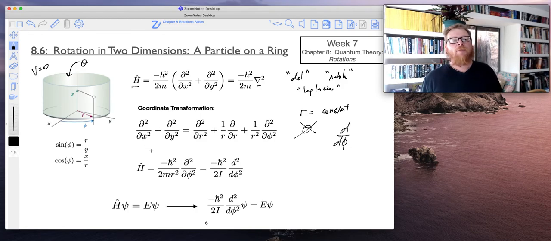And here's why. Through standard manipulation using these relationships, the sine of phi is y divided by r, and the cosine of phi is x divided by r. So this is from SOHCAHTOA.